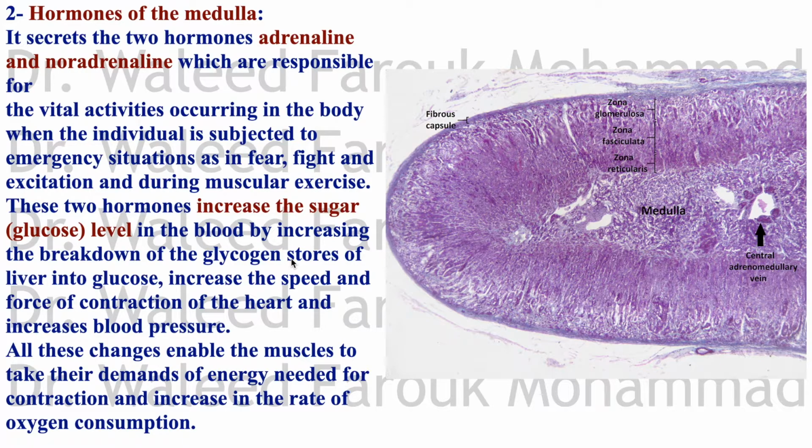and increases the speed and force of contraction of the heart علشان يضخ دم اكتر في حالات الامرجنسي، الطوارئ، زي الفايت او الفلايت، زي انا قاعد بدافع عن نفسي او قاعد بهرب من حاجه. And it also increases blood pressure. All these changes meet the muscle demands of energy needed for contraction and the increase in the rate of oxygen consumption. كل ده علشان نقدر نلاحق على مجهود المتوقع من العضلات، وكمان مع استهلاك الاكسجين اللي احنا استهلكناه في الحالات دي في الامرجنسي ستاتس، زي الفايت or فلايت، fear and fight.